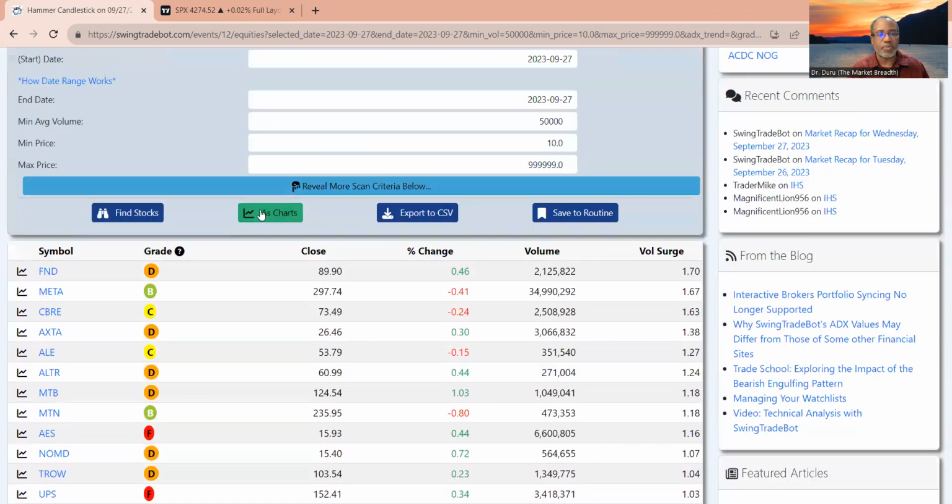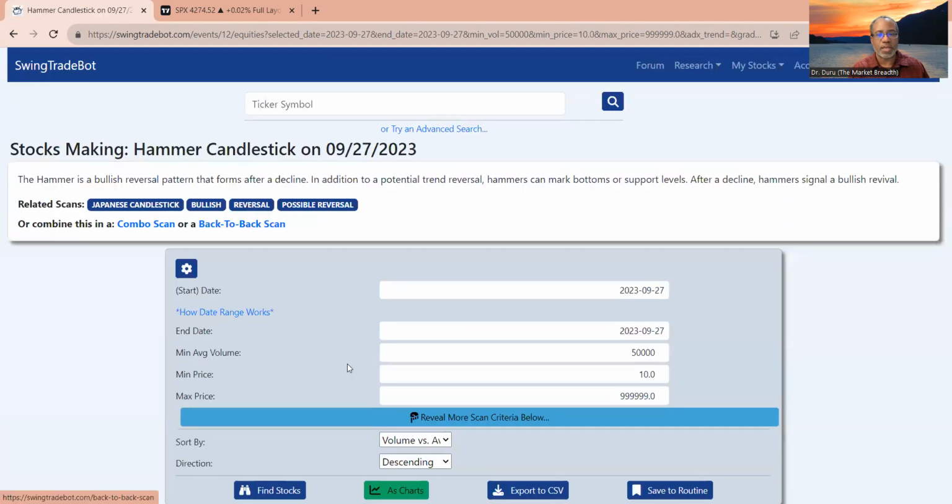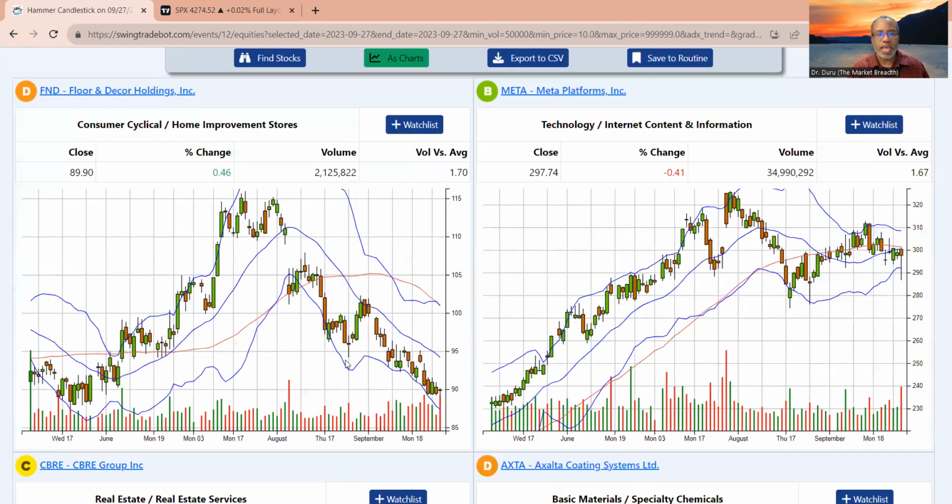As you know, I like to review these using the chart view so I can get a very quick visual. Let's see if I can go through this really quickly.